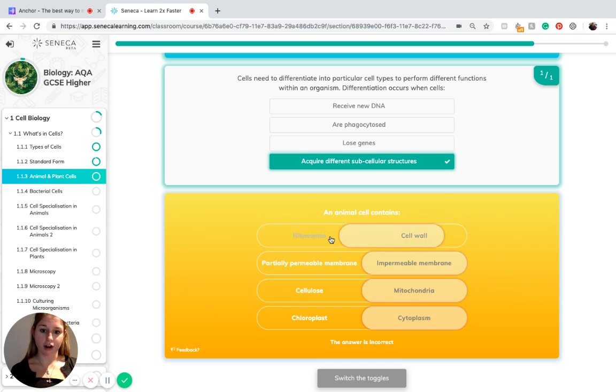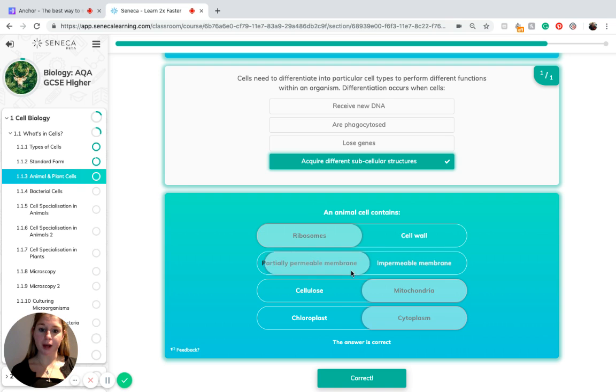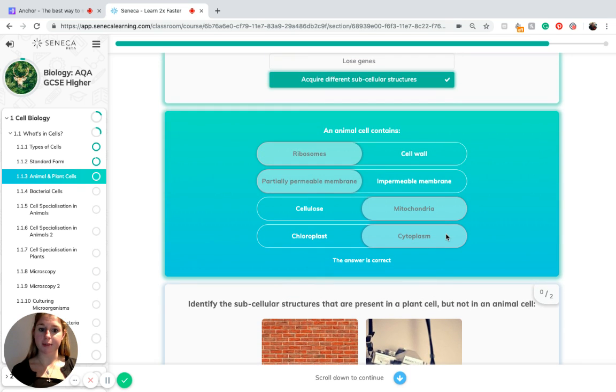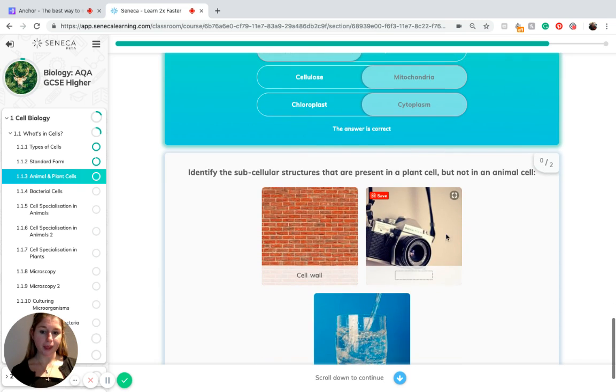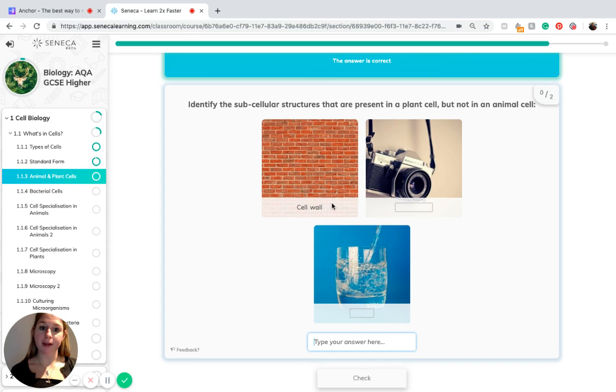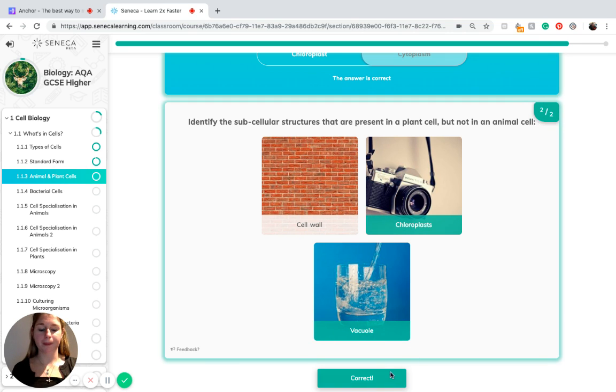Let's recap the subcellular structures of an animal cell. These are ribosomes, a partially permeable membrane, mitochondria, and a cytoplasm. And the subcellular structures that we'll talk about again, that are present in a plant cell but not in an animal cell, are a cell wall, chloroplast, the site of photosynthesis, and a vacuole.